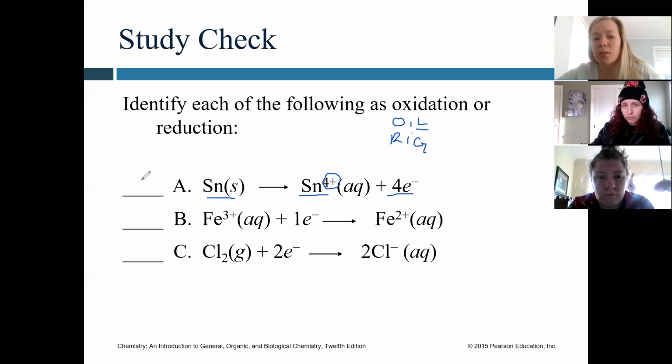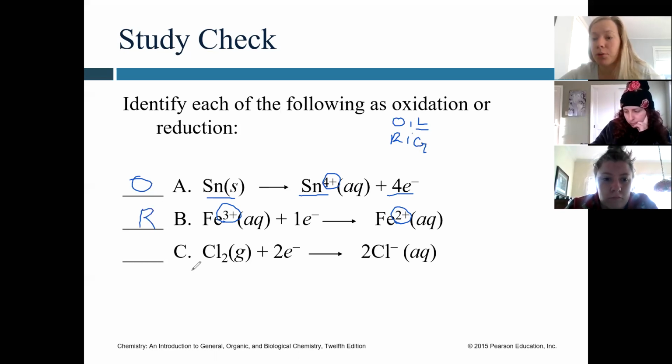Loss is oxidation. So we can say this first one is being oxidized. Next one here, the iron has a 3+ charge and the electron is on the reactant side. So that means it's eating that electron up. And another way you can see that is here it's a 3+. What happens over here? It's a 2+. So it had to eat an electron or gain an electron. When you gain an electron, you're being reduced.